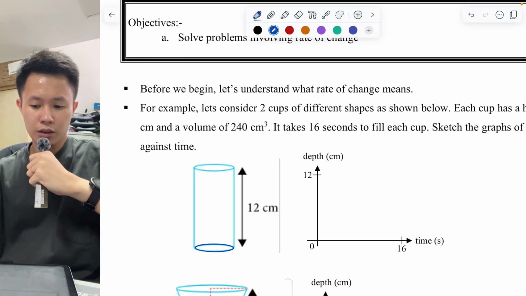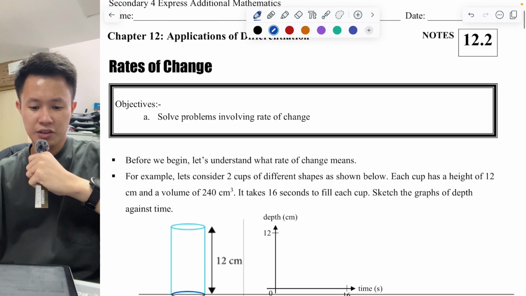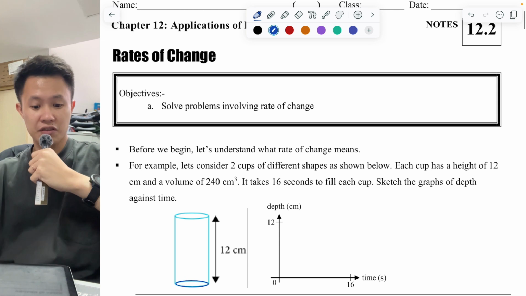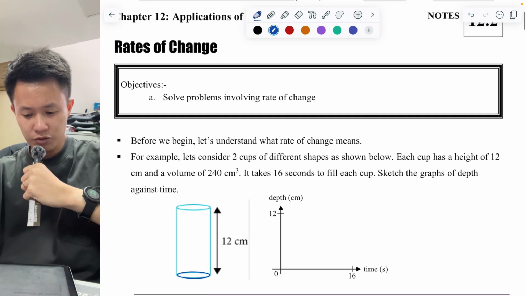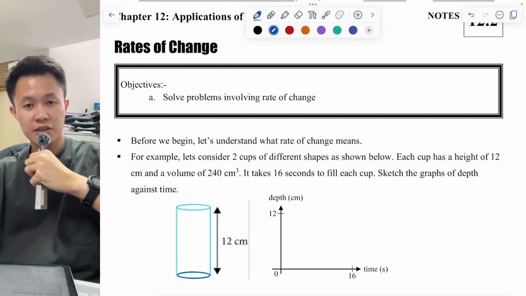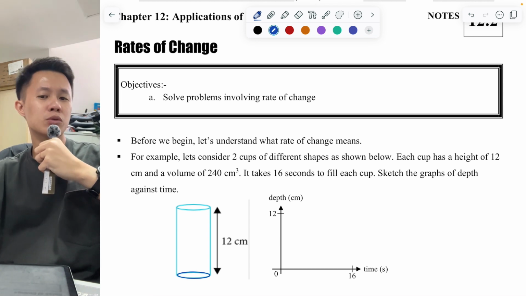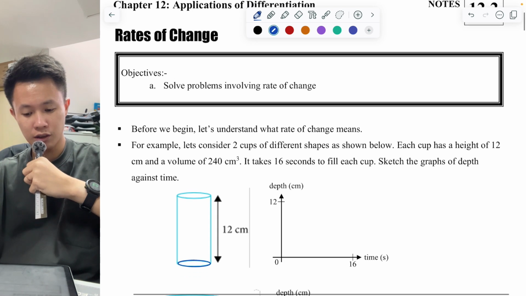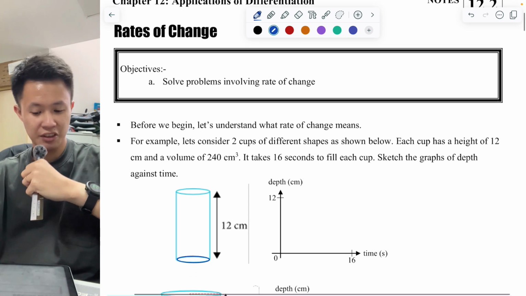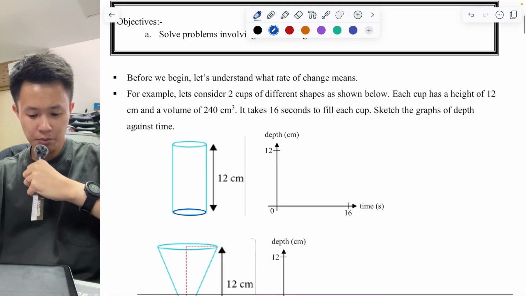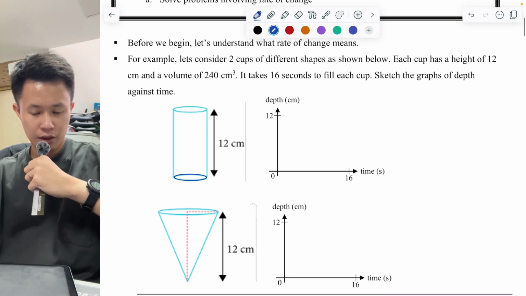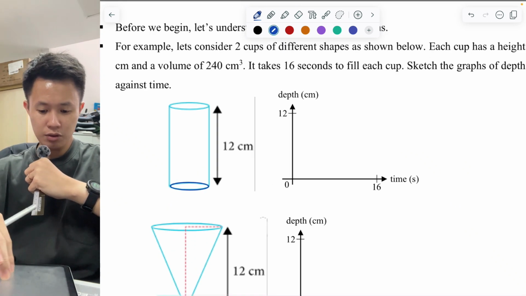Okay, so another application of differentiation is rates of change. To really understand what rate of change is, I think the best way to do this over an online platform is to compare two different shapes, which will be a cup: one in a cylindrical form and one in a cone form. So let's look at the cylindrical form.